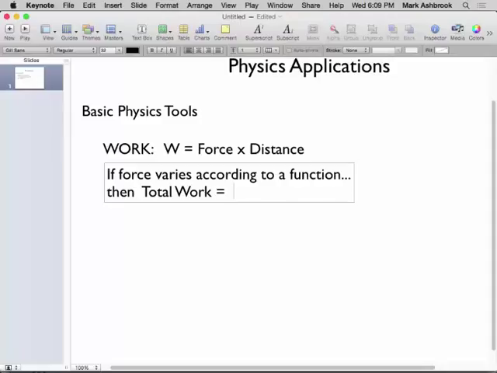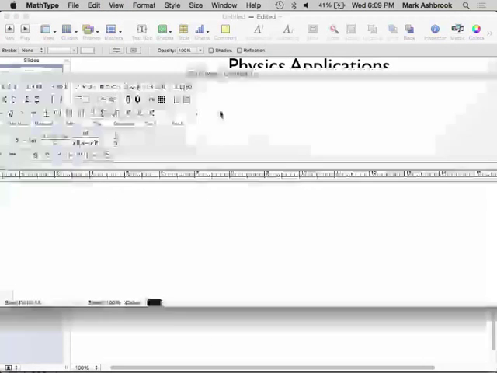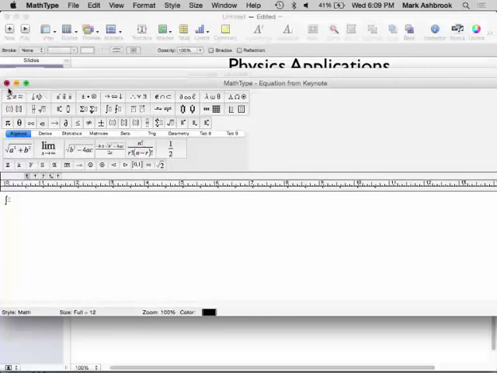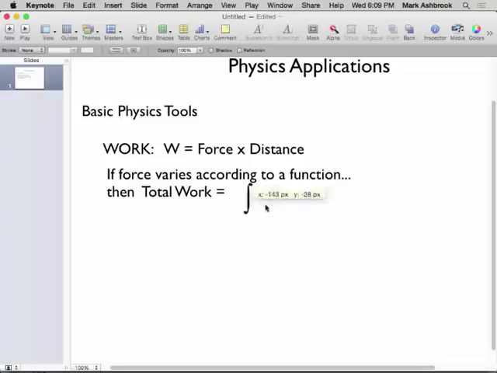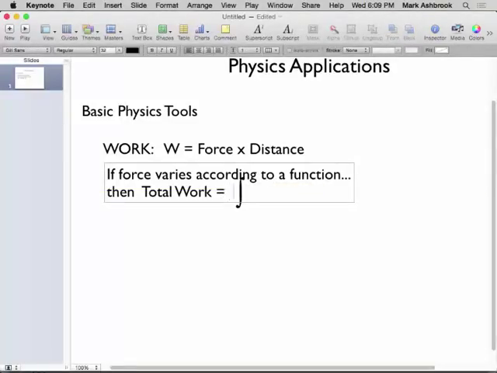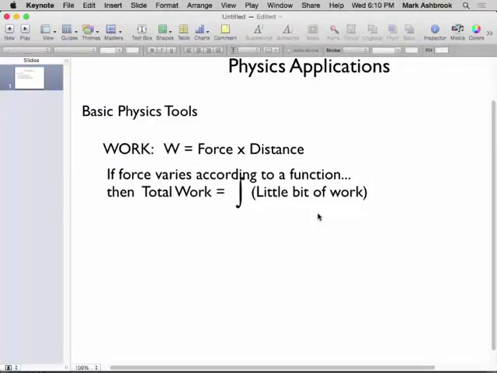Yeah, good. We're going to get little amounts of work and add them all up, and how do we do that? Integral. That's what an integral does, right? So it's going to be an integral of little bits of work. We could say dW, a little bit of work, and then we add up all the little bits of work. That's the idea here.